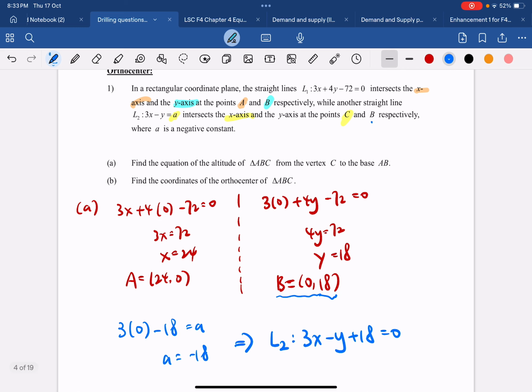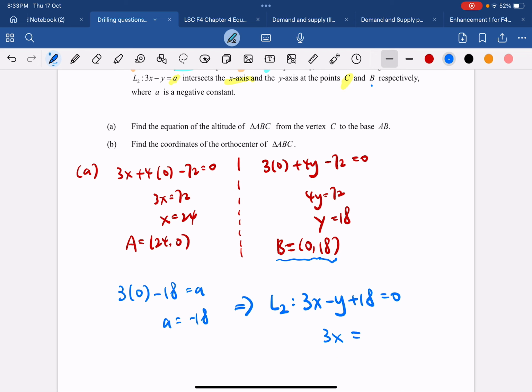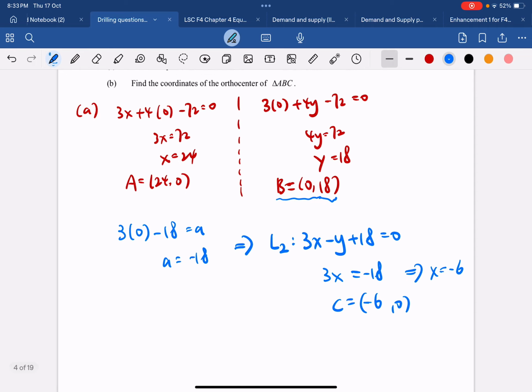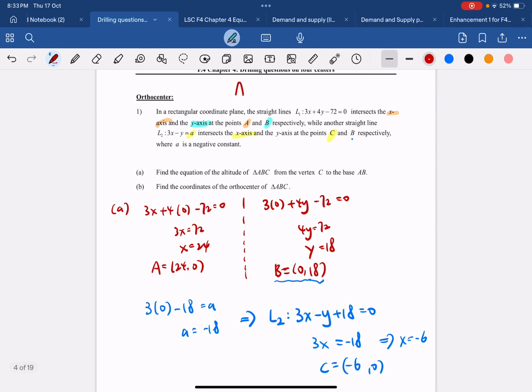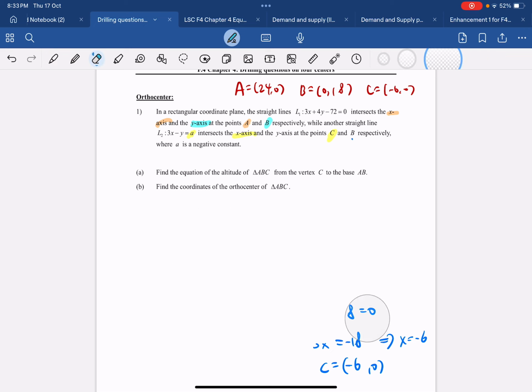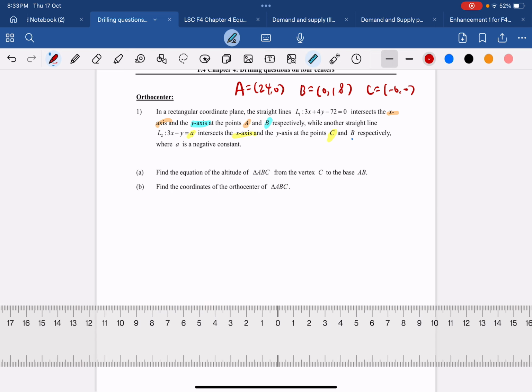So now we could solve for C. C is the x-intercept, so substitute y is 0, which means that C is (-6, 0). Right? So now we can draw the diagram. We know A is (24, 0), B is (0, 18), and C is (-6, 0). Okay, let me erase it first. So now we can draw a diagram.